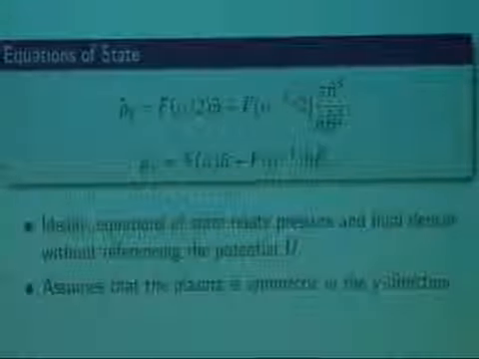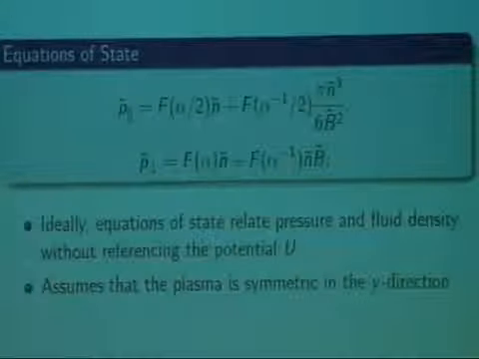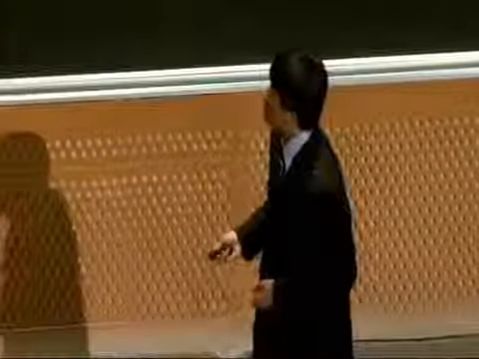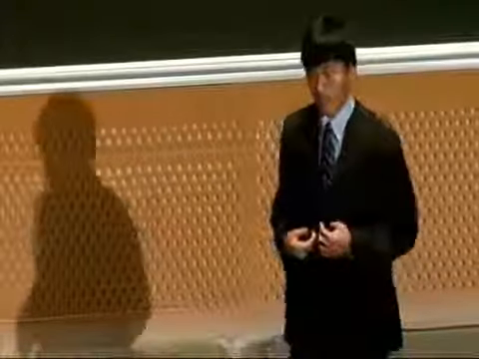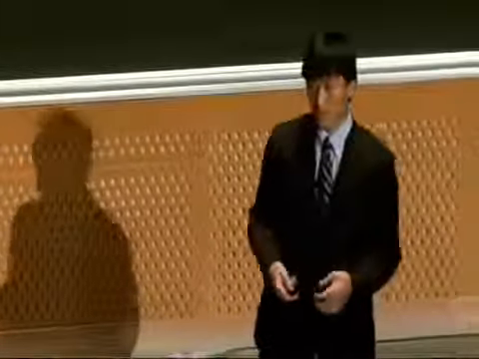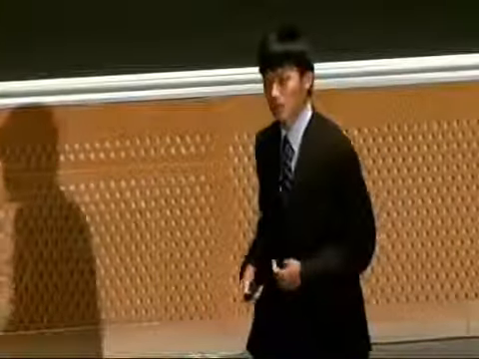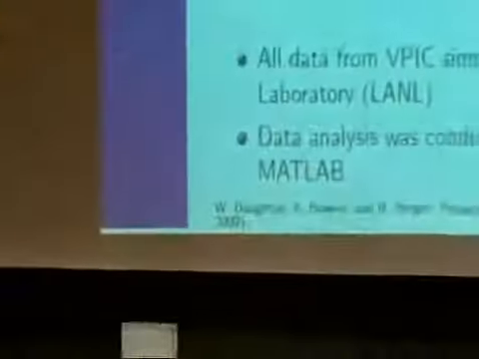And what these equations assume is that the plasma is symmetric in the y direction. And unfortunately, in naturally occurring plasmas, this is simply not true. All the data for my study was from a VPIC simulation conducted at the Los Alamos National Laboratory by a supercomputer called Roadrunner. And most of the data analysis was done on a program called MATLAB.